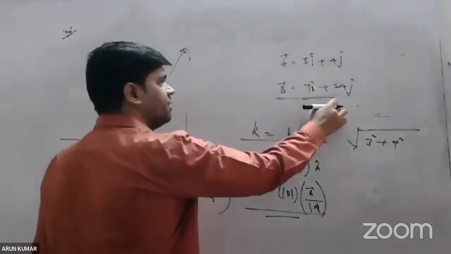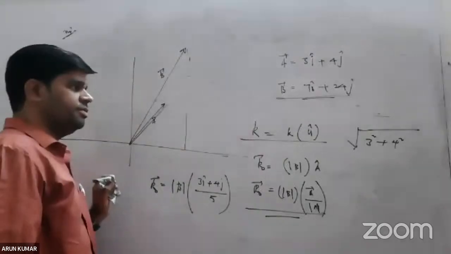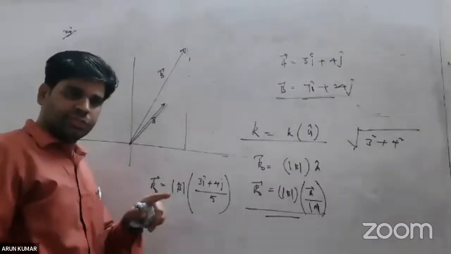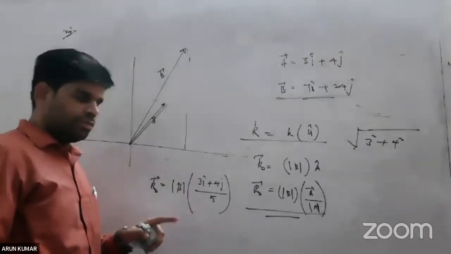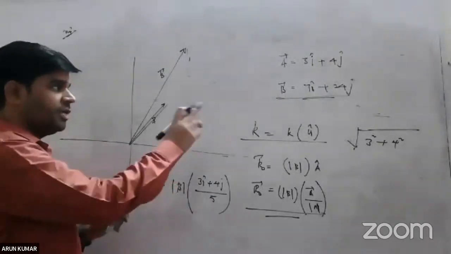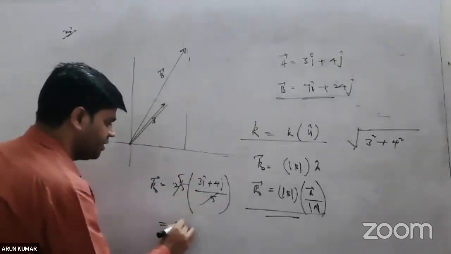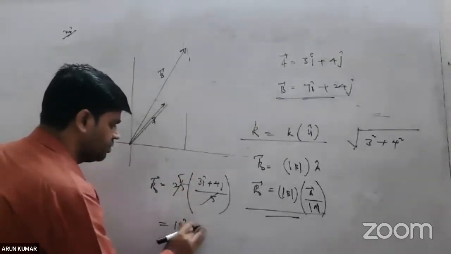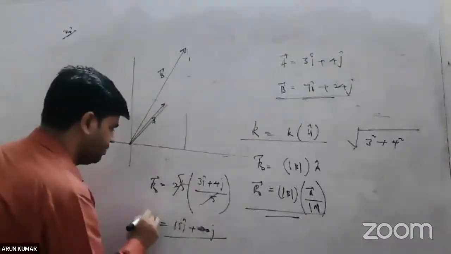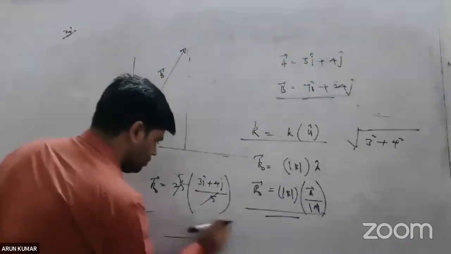mod b ఎంత ఉంది? 7 square plus 24 square under root. అది చెప్పగలుగుతారా? 25 సార్. అది కూడా 25 వస్తుందా? అంటే 625 వస్తుందా? ఎస్ సార్. Okay, sure, no? Because I didn't calculate. ఎస్ సార్, షూర్ సార్. Okay, good. So 25. So 5, 5. So that becomes 15 i cap plus 20 j cap. This is my resultant vector.